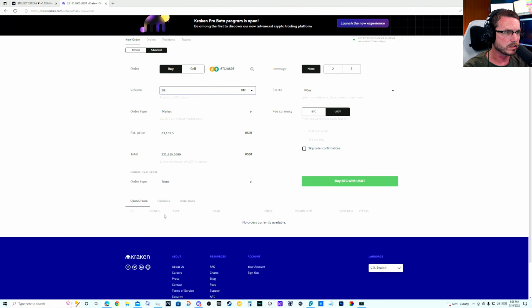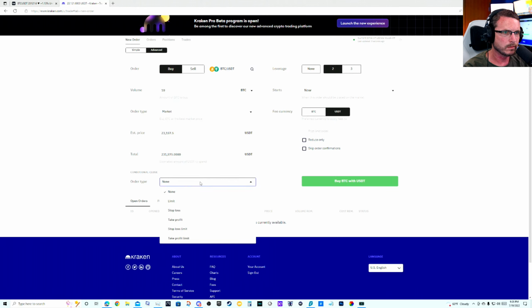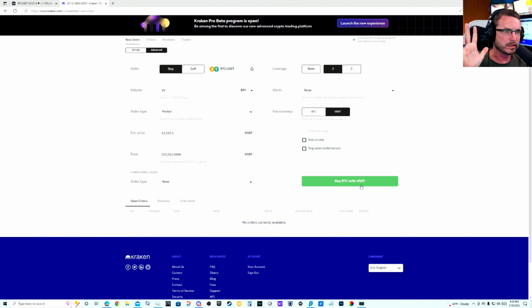I don't know what Kraken's fees are. Let's say I want to use no leverage. But you could, let's just use 2% leverage and see what happens. Order type. Oh, that's the close. So basically I have it set up on a market order. If I hit buy, then we will be in this order. If I hit buy, I'm using 2% leverage. You can use up to 3.